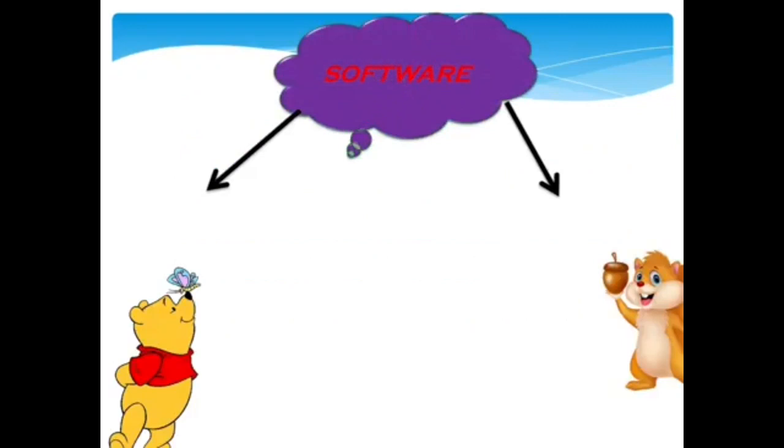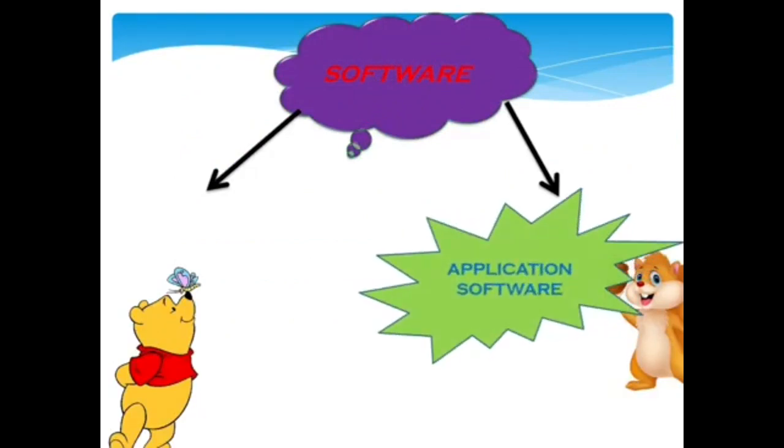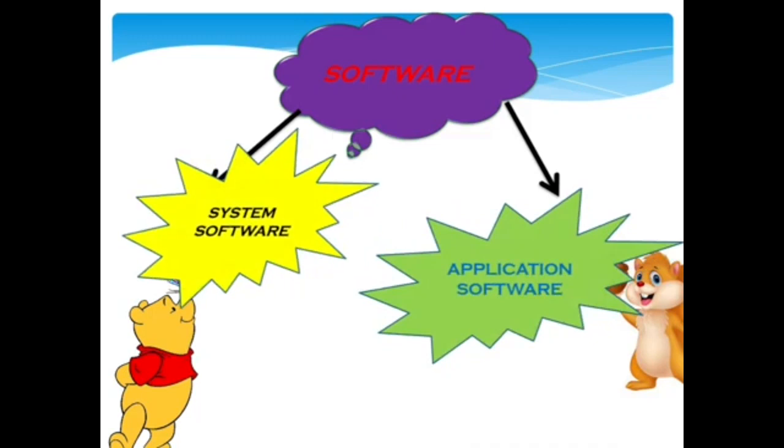Software is divided into application software and system software. If I ask what the two types of software are, you can say the first one is system software, the next one is application software. System software is useful only for the system. Application software is used only for the user. Who is the user? The one who is working on the computer system.